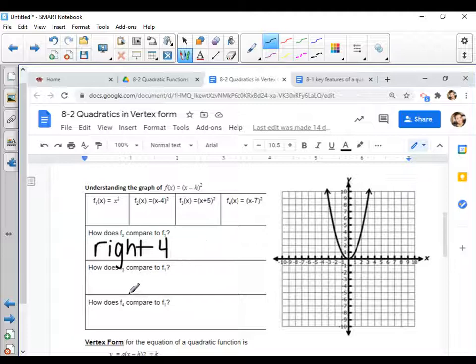Go to the left. So if we're talking about F3, this would be going left 5 because it says plus 5. I'll show you the graph really quick. I'm just erasing this one. It's going to be x plus 5, and it moves to the left 5.